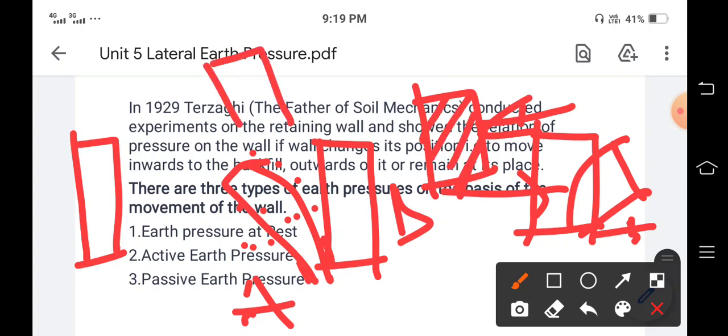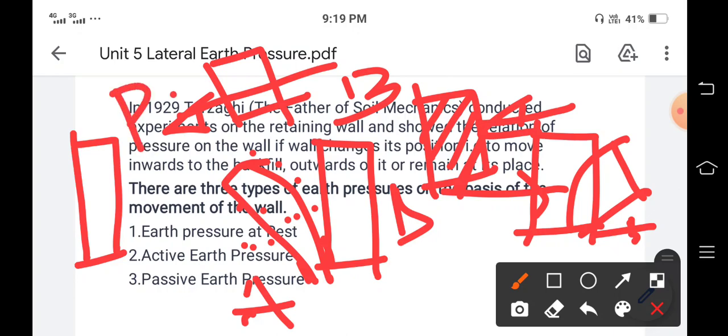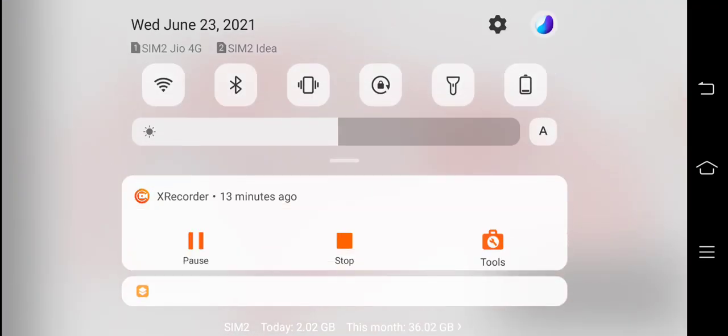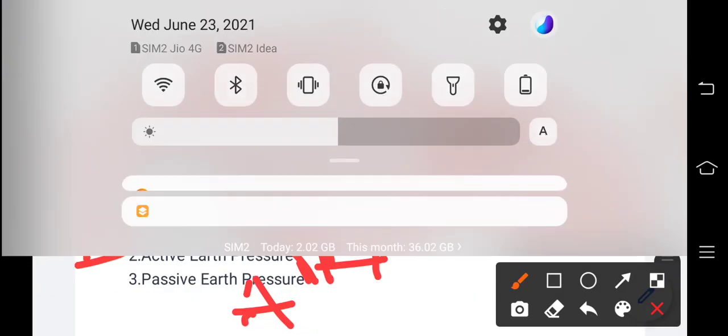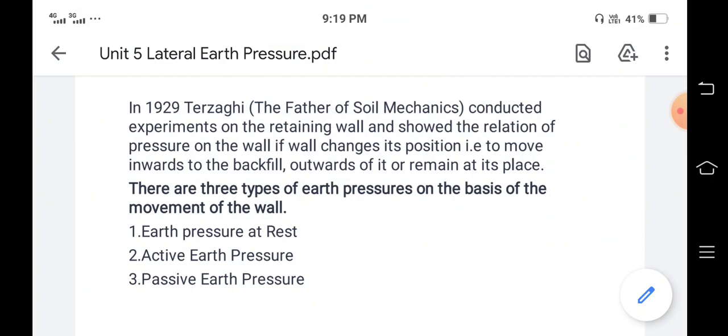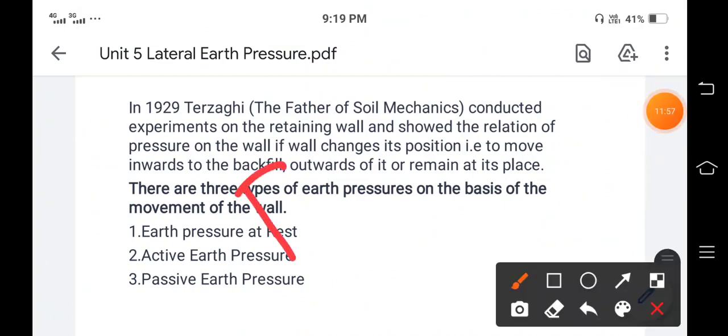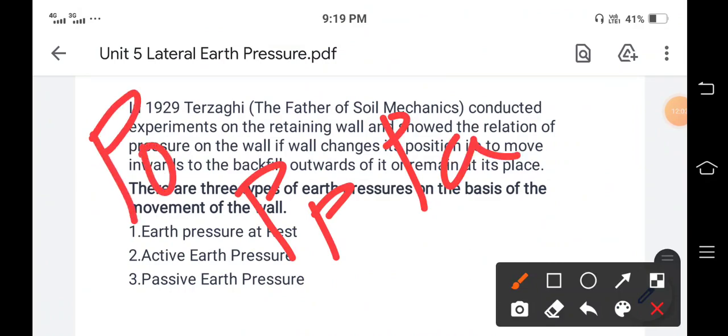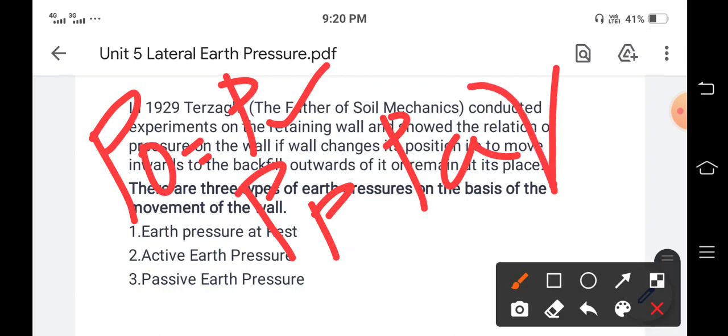In the active case, what will happen? The wall moves away from the backfill. So this is the backfill, the wall moves away from the backfill, and this is called active. And when the wall moves towards the backfill, it is called passive, and it is denoted by the letters Pp. Pp means passive, Pa means active, and P0, or we can call it Pr, is rest. In the rest condition, the wall is kept straight, there is no movement. In the active, the wall moves away from the backfill, and in the passive, the wall moves towards the backfill.